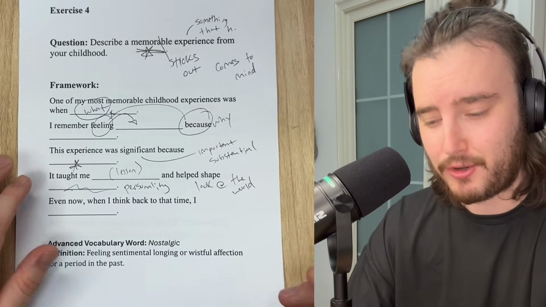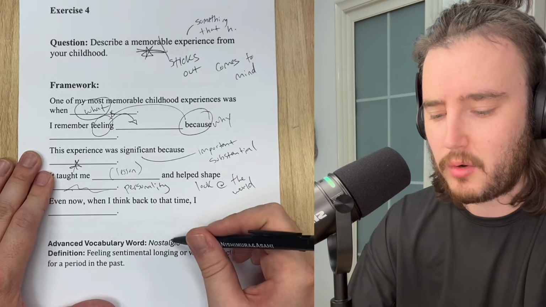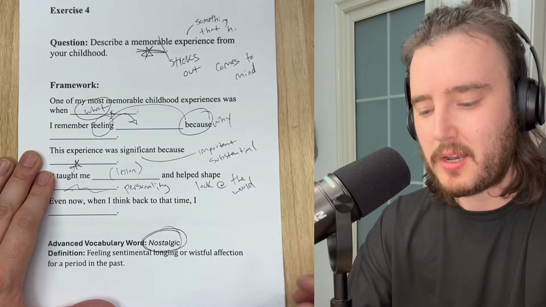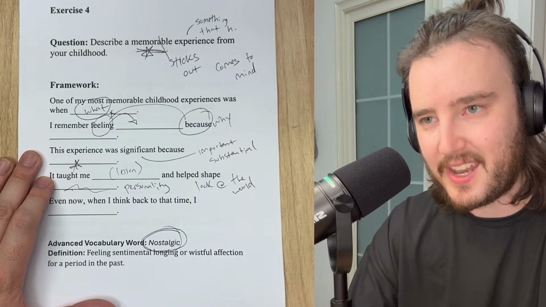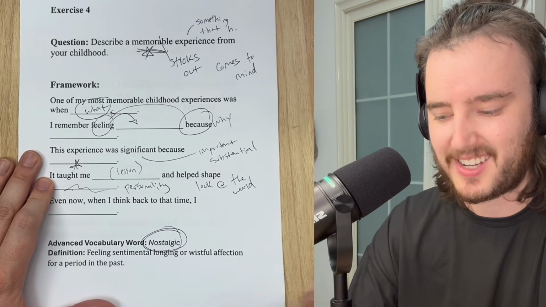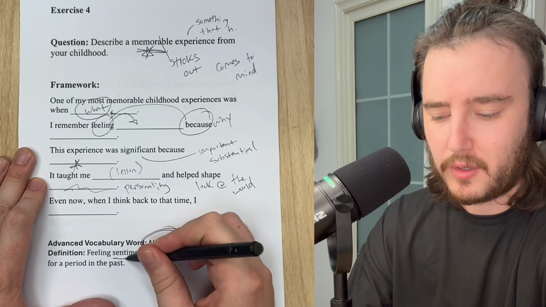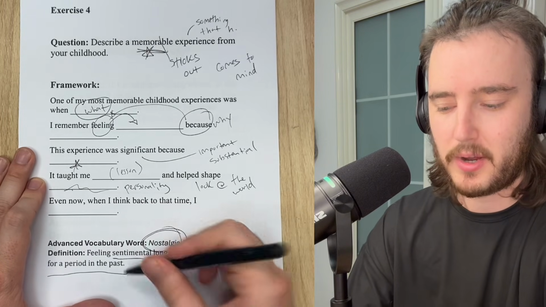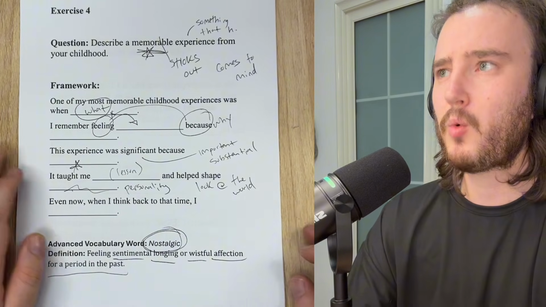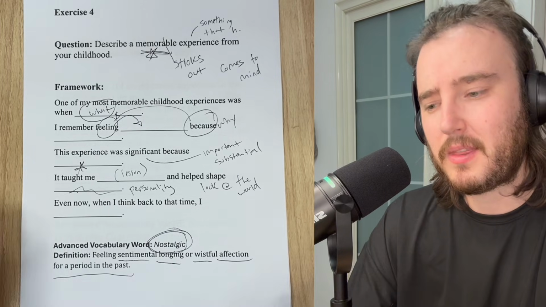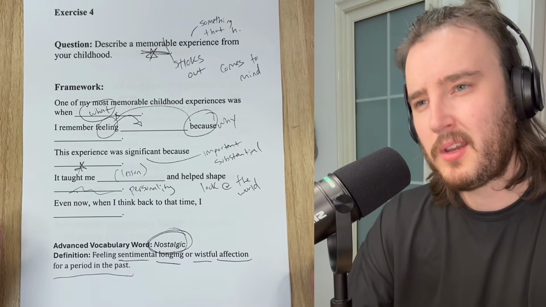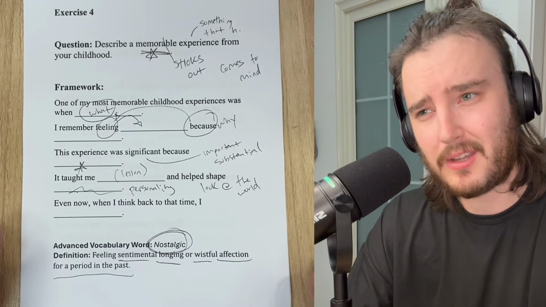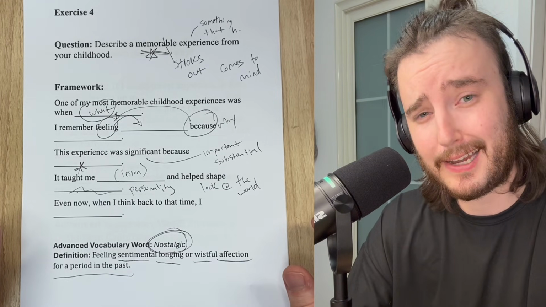Now we have a really terrific word. I bet some of you know this already. Our advanced vocabulary word is nostalgic. Nostalgic. It means you feel sentimental longing or wistful affection for a period in the past. In other words, you think about something that happened in the past and you go, oh man, that was great. Those were the days. Those were some really good times.